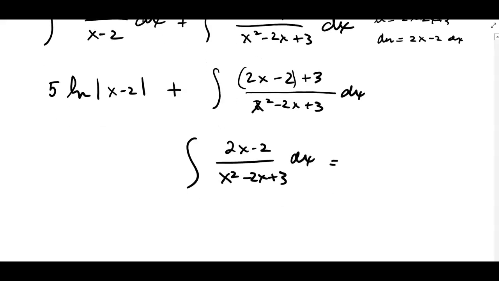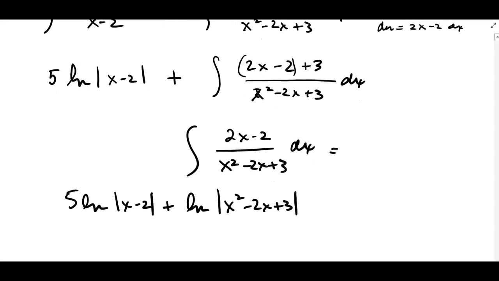I can use u sub real nice, and it just becomes an ln, and that one becomes ln of x squared minus 2x plus 3 after I use u sub. So this is what I have for the first parts.